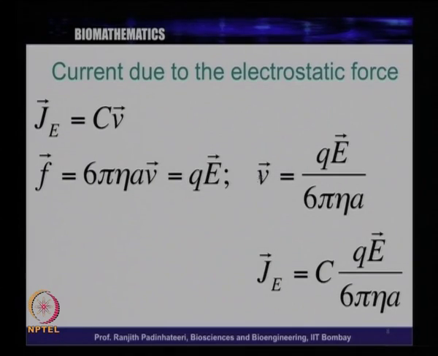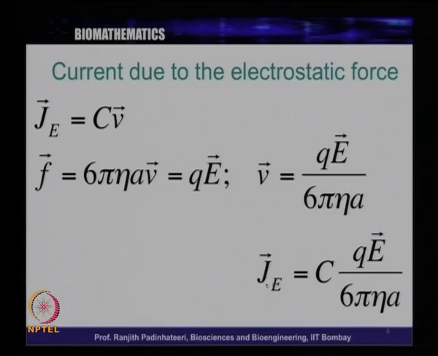And from this we know that Q V is Q E by 6 pi eta a. I just take Q E this way. So, you get Q E is equal to 6 pi eta a. So, essentially what you have is J E is C times Q E by 6 pi eta a. So, I substitute this V in this equation. So, V is Q E by 6 eta a. I substitute for this velocity from here, I just simply substitute this. So, I get J E is C times Q E by 6 eta a.